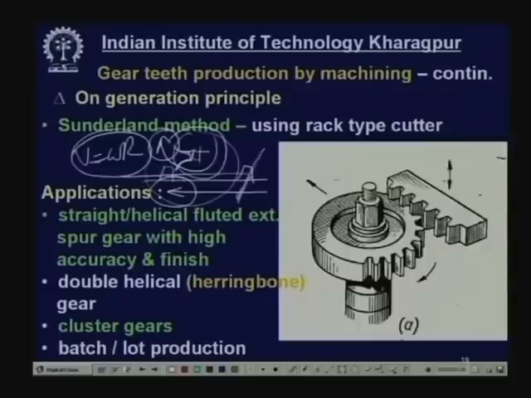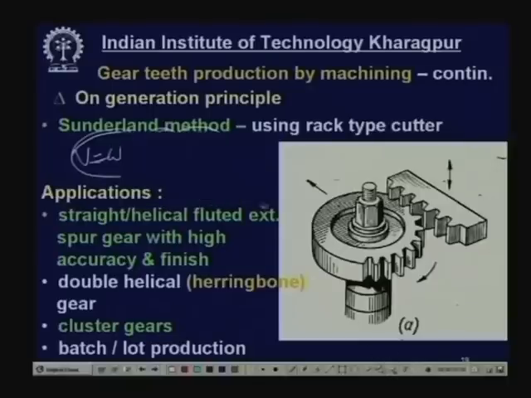Here you can see that only one tooth can produce one tooth gap. But if you want a number of teeth to be produced in one stroke, then you have to take a rack like this, which has got, say, 1, 2, 3, 4, so many teeth. Now you rotate in this direction, this will be moved in this direction, that will cause rolling action, and at the same time the cutting action.